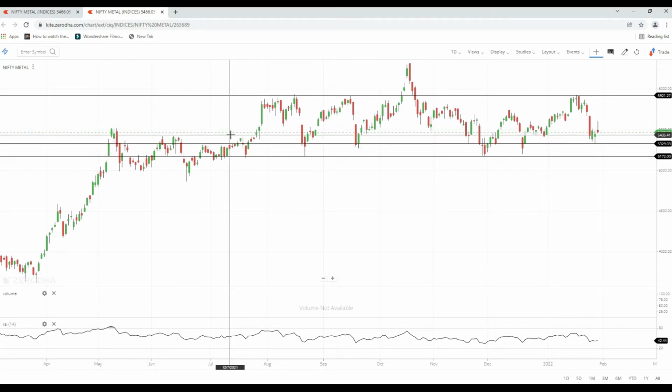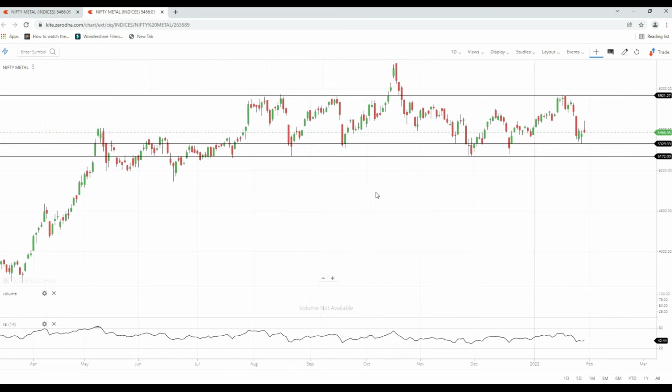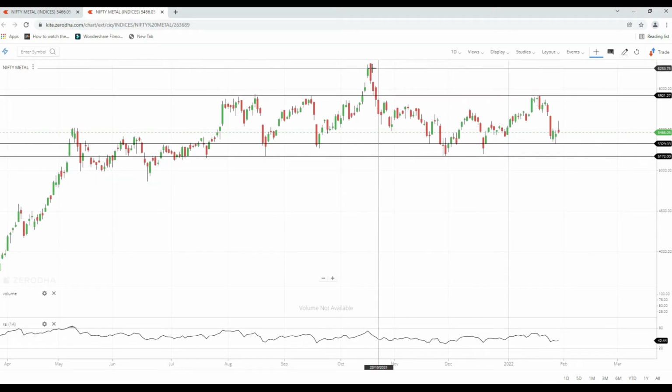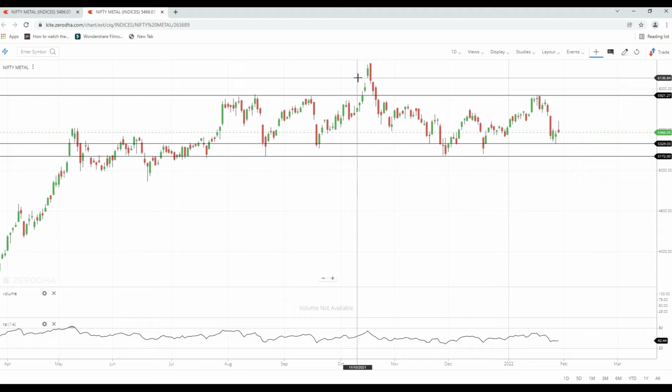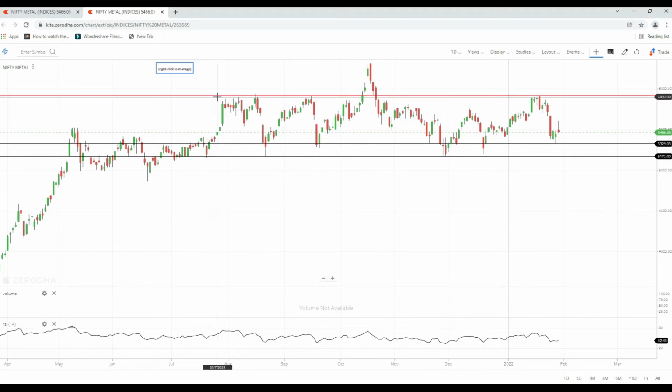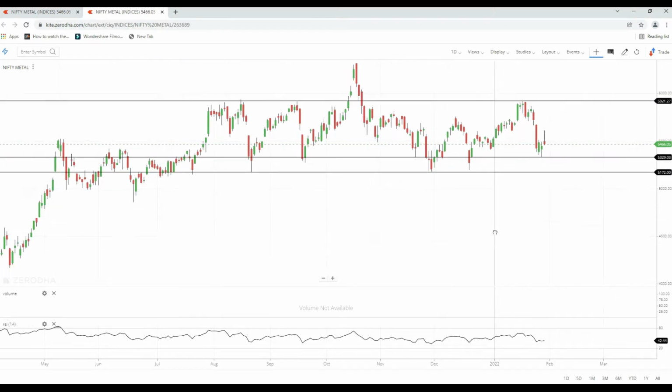It has tried to give a breakout here, but came back to its support, twice. For the second time it tried, but that was not successful. The third time also it gave the breakout, as you can see here, but it was unable to settle and manage its breakout and came back into the same range. So now we can call this a rectangular pattern.